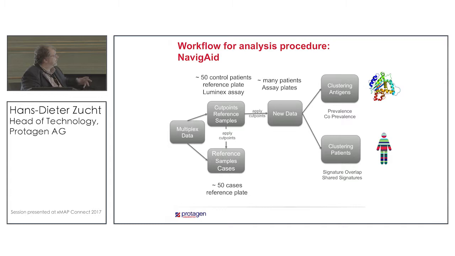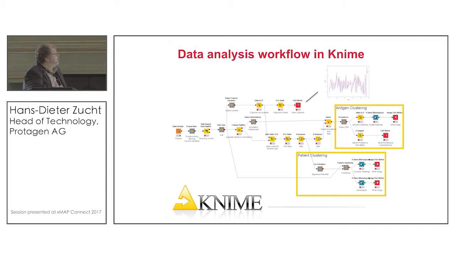You can program this approach very nicely in KNIME. This is a tool, hopefully you know it, for people who work with multivariate data. And this is the program which does the analysis. The data comes in, then your log transformation and normalization. This node is selecting for the cohort. Here the controls go. Cut points are computed. Cut points are set to this setting. And then at the end of the day, you do your clustering.